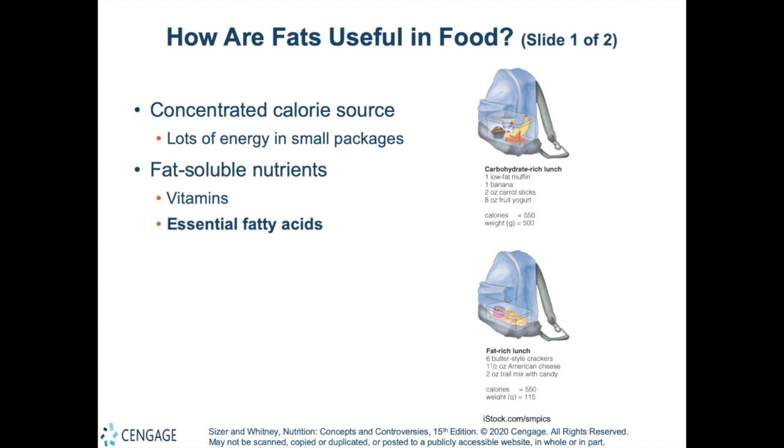Okay, so how are fats useful in foods? This is expanding on that point. Figure 5.2 is telling us how fats are a concentrated energy source. Both lunches contain the same number of calories, 550 calories, but the fat-rich lunch below takes up much less space and weighs less because obviously fat is more energy dense than the other two macronutrients. So this is demonstrating how fat-containing foods are energy dense. The fat-rich lunch weighs 115 grams versus the carbohydrate-rich lunch, which weighs 500 grams.